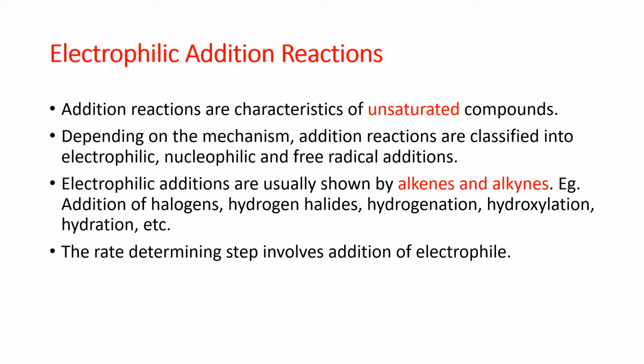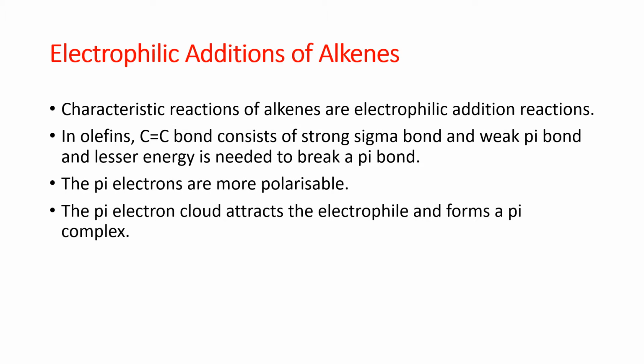Usually, electrophilic additions are given by alkenes and alkynes. For example, addition of halogens to olefins, addition of hydrogen halides, hydrogenation, hydroxylation, hydration, etc. And in such reactions, the rate determining step involves addition of electrophile. Let us see the electrophilic addition reactions of alkenes.